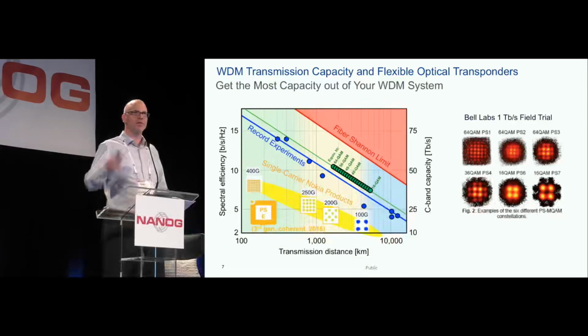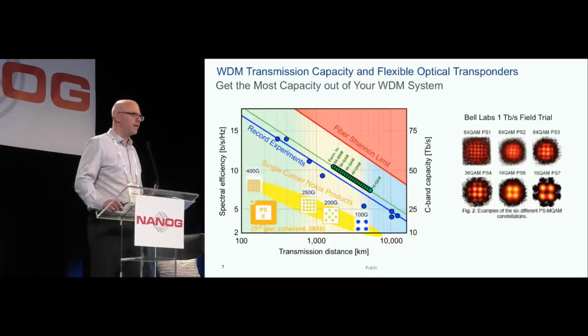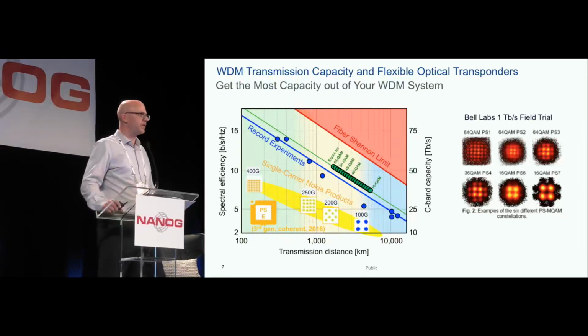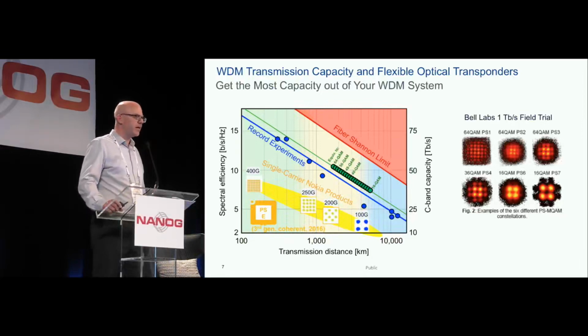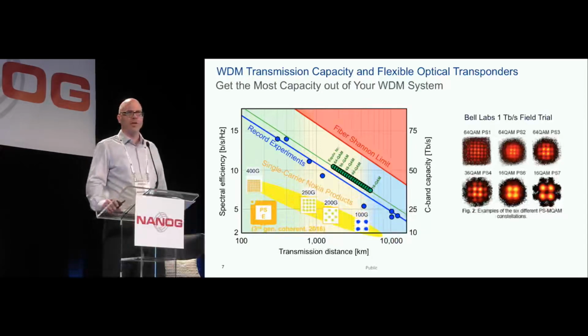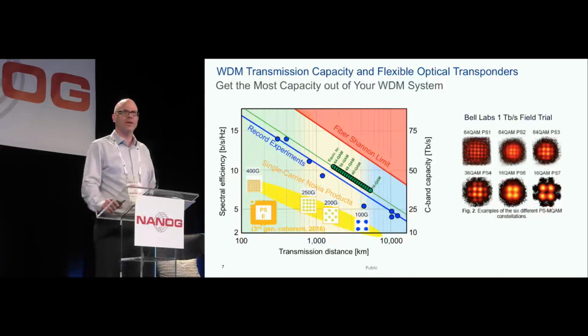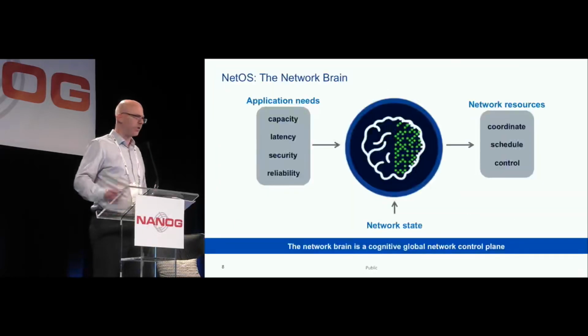So that green line shows how you can really move along that spectral efficiency versus transmission distance using the probabilistic shaping. And so what we want to do is run as close to the Shannon limit as possible, or close to the forward error correction limit.